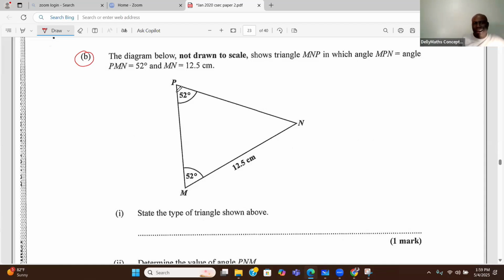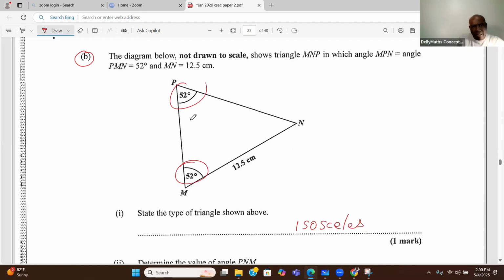Let's go again. It says the diagram below, not drawn to scale, shows this triangle, and you're looking at it. All right, so we'll get everything in this triangle. It says state the type of triangle shown below. Anybody want to? Is that isosceles? Definitely. Definitely.